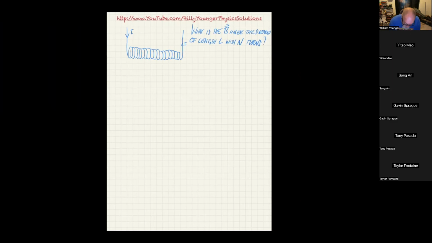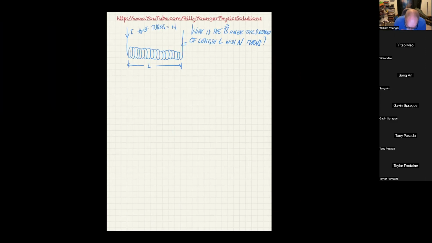Okay, so what we're saying here is this length from here all the way to here is L, and the number of turns is equal to N. In order for us to do this, I need to look at a cross section. So I'm going to imagine an itty bitty part of it, say, and do that. So let me draw it again.